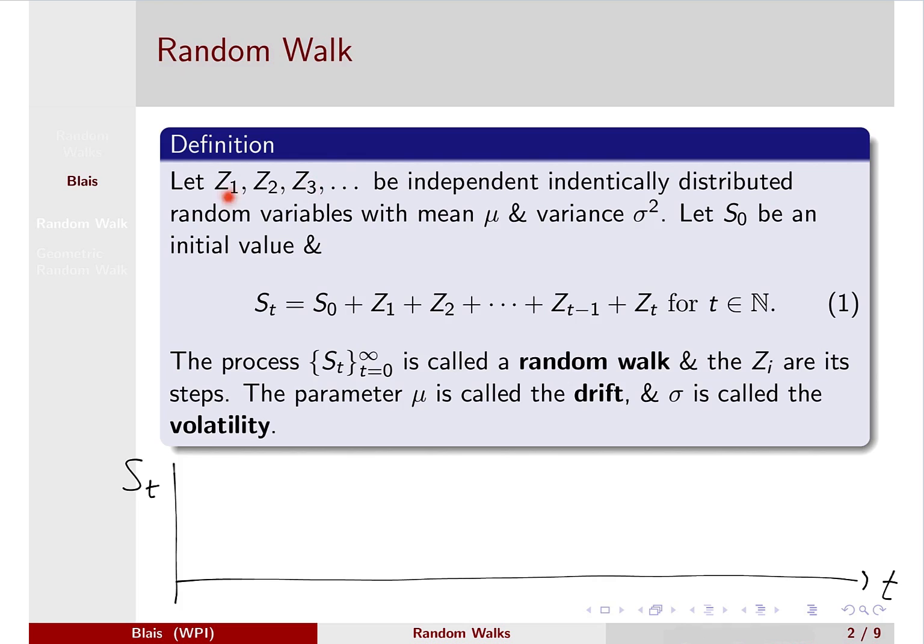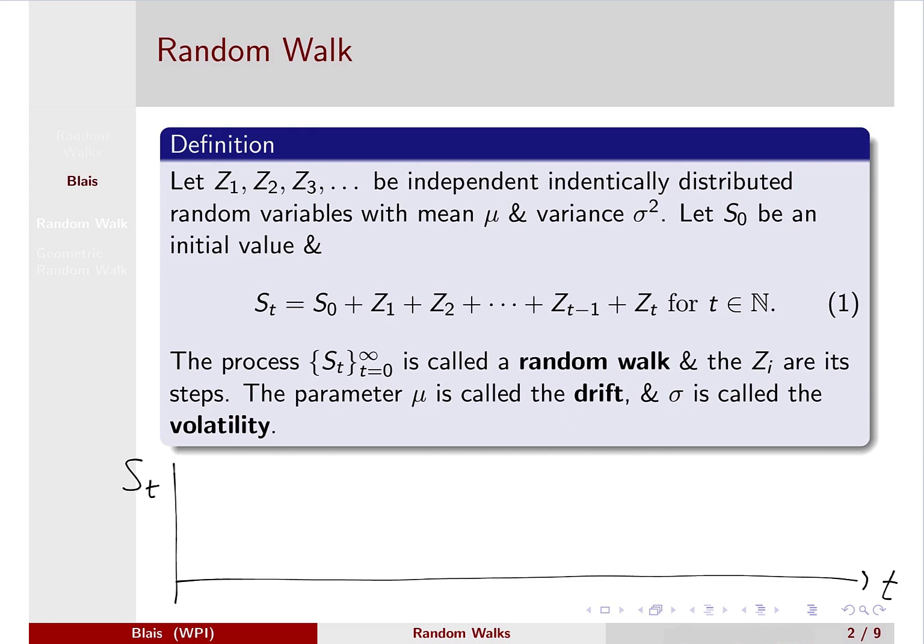Suppose we have a sequence, Z1, Z2, Z3, and so on, of independent, identically distributed random variables, each of which has mean mu and variance sigma squared. We let S naught be an initial value, and we define our random walk, ST, as S naught plus Z1, Z2, up to ZT for natural number values of T. This creates a sequence of STs, starting at S naught, called a random walk. The Z sub i are called its steps. Mu is called the drift, and sigma is called the volatility.